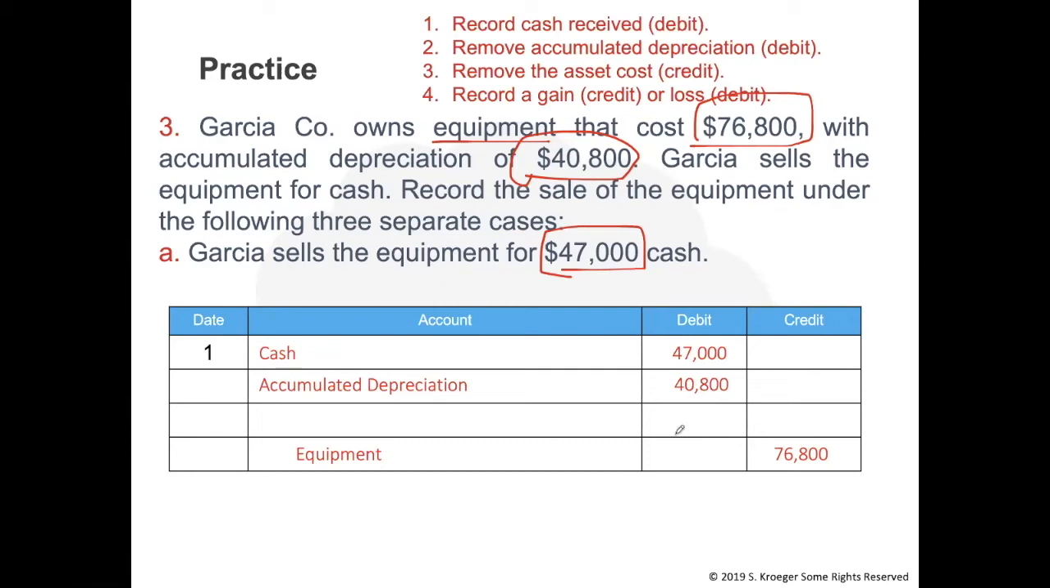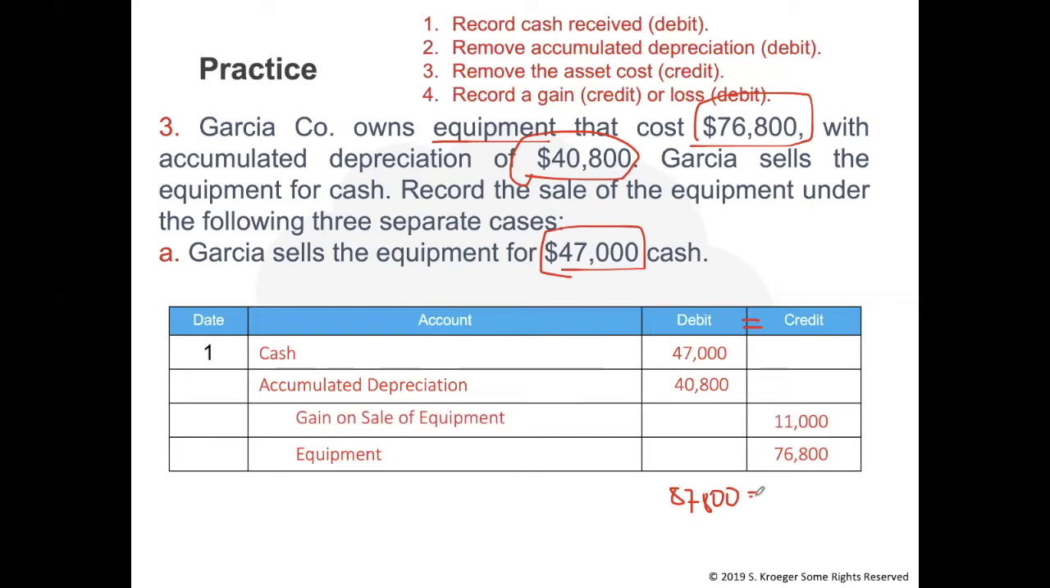Now, step 4 is the hardest one. We have to do a gain or loss. What I do is I add up my debits and then look at my credits and see what I need to do so that my debits and my credits equal. When you add 47,000 plus 40,800, you get 87,800 on your debit side. Your credit side is 76,800. They don't match. We need to make them match. What I do is I just subtract the two sides and we get 11,000.